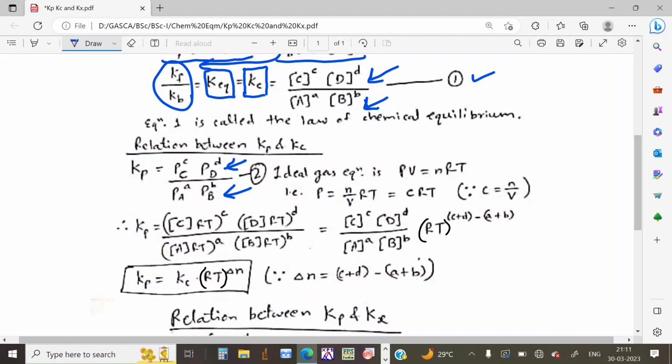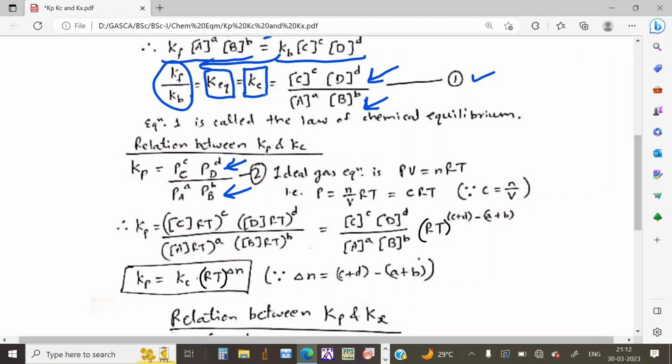B raised to b. Okay, now we already know that the ideal gas equation is PV is equal to nRT. So P is equal to n by V RT, and n by V is nothing but the concentration, amount per volume, that is mole per liter, which is nothing but the concentration. n by V is concentration. So P is equal to CRT.